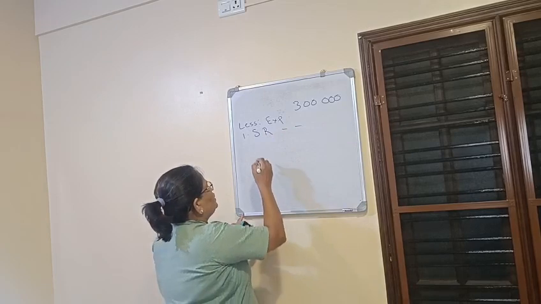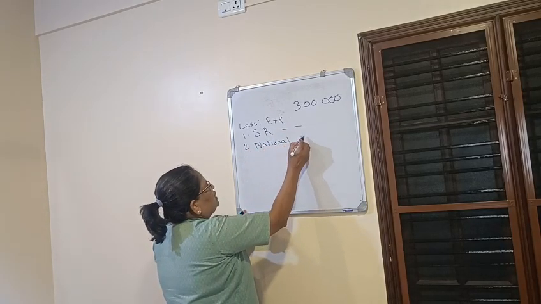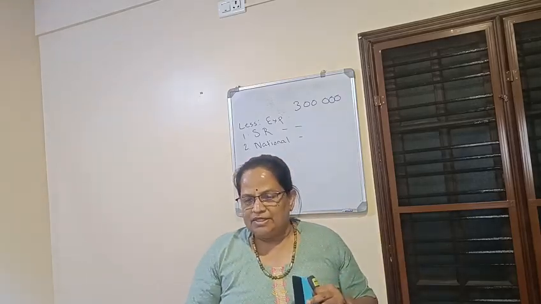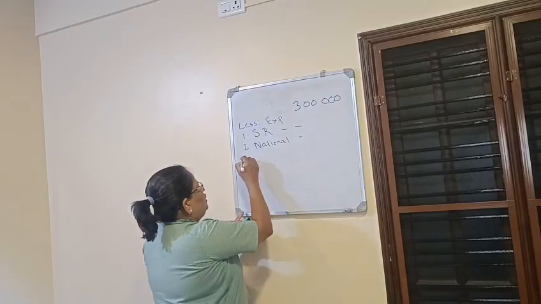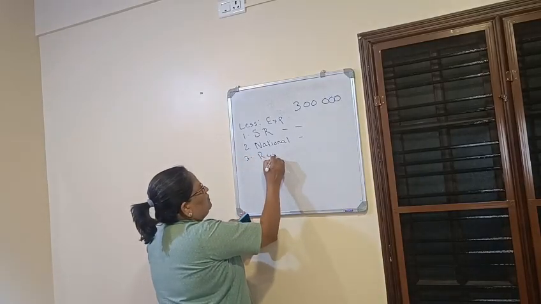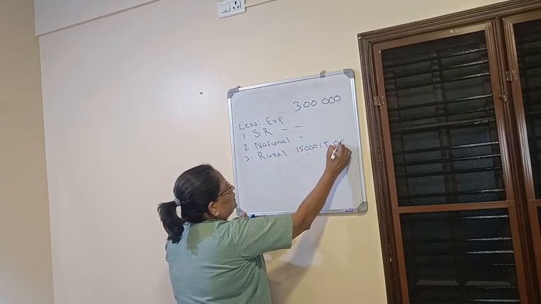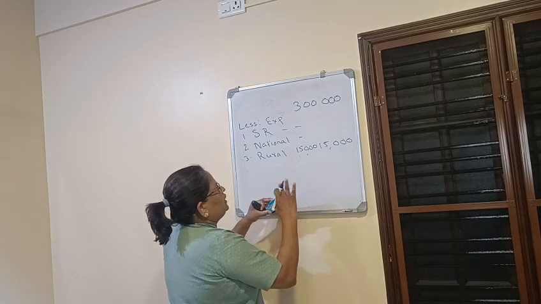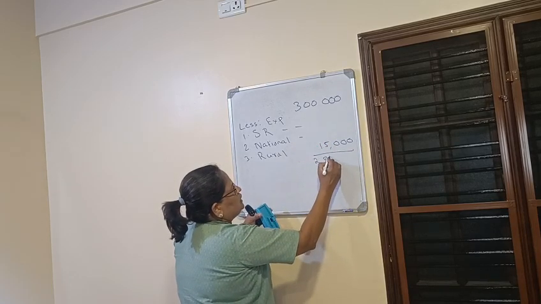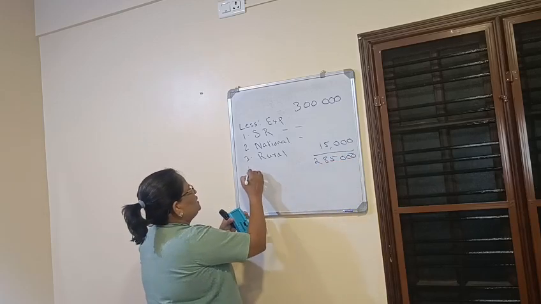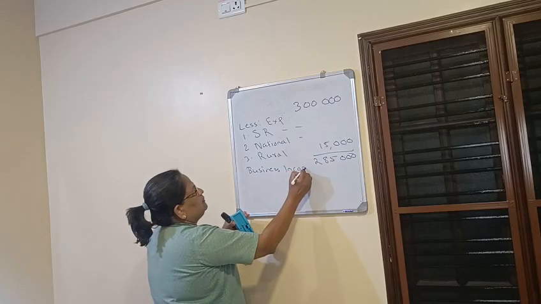Amount to national laboratory is also not allowed. Next is the amount given for an approved fund set up for rural development. Under the old regime, it is allowed, rural development 15,000. So when you reduce this value, you will get business profit as 2,85,000. So this is the business income.